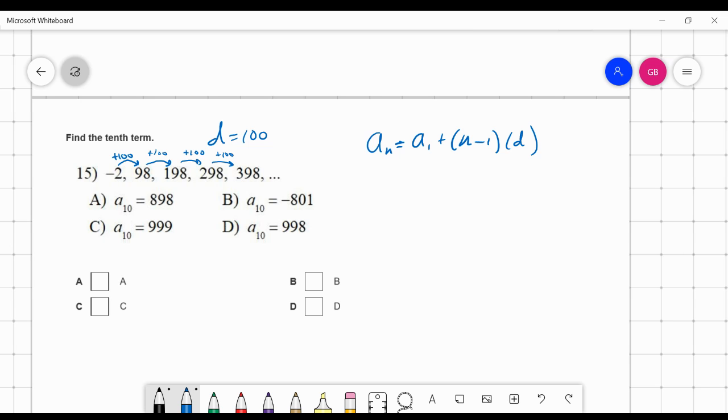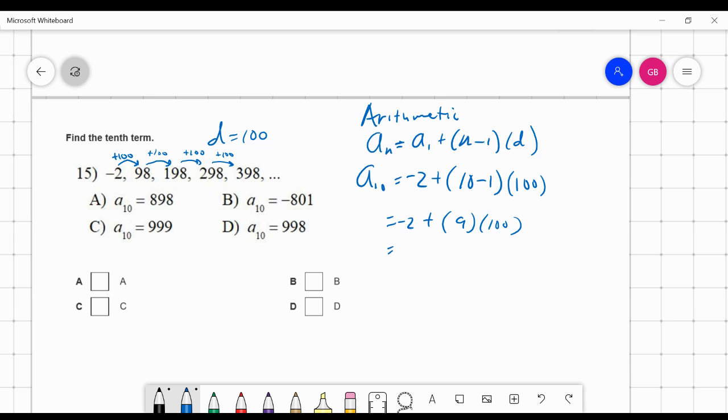here's the formula because this one is arithmetic. This is an adding sequence. So for the 10th term, it's the first term, which is negative 2, plus 10 minus 1 times 100. So negative 2 plus 9 times 100, negative 2 plus 900, which is 900 minus 2, which is 898.